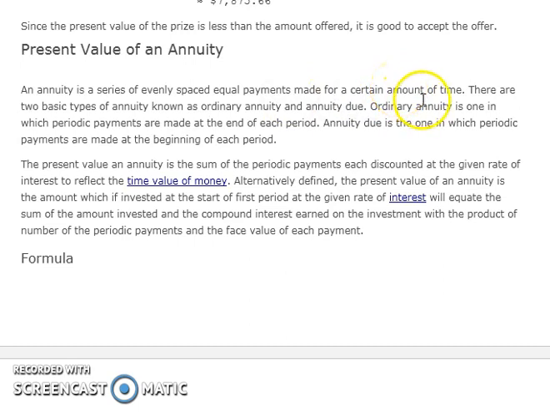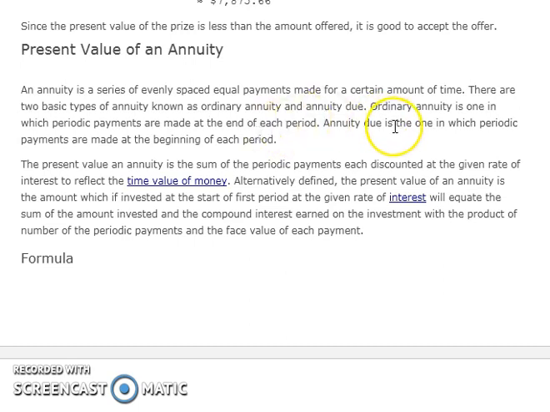There are two basic types of annuity, known as ordinary annuity and annuity due. An ordinary annuity is one in which periodic payments are made at the end of each period. For example, you pay at the end of December, or on the last date of the month, such as the 31st of January, the 31st of February.